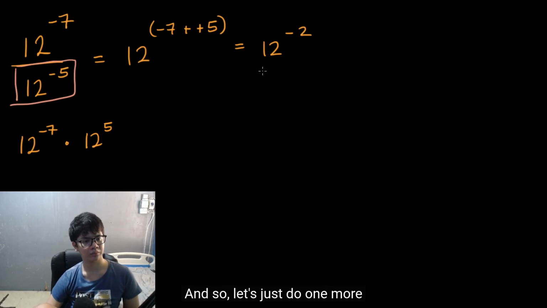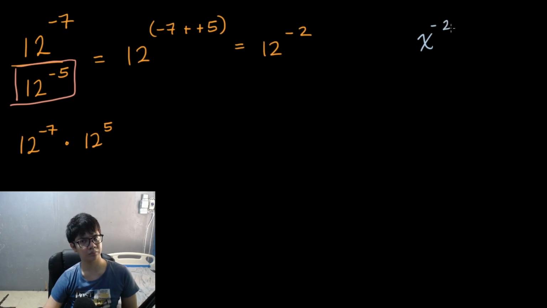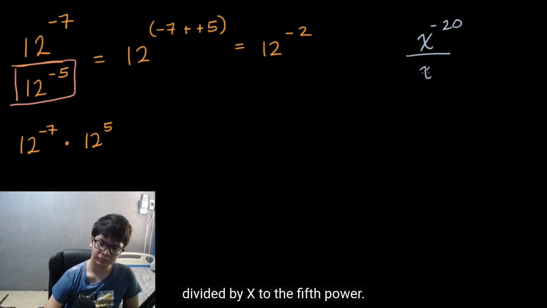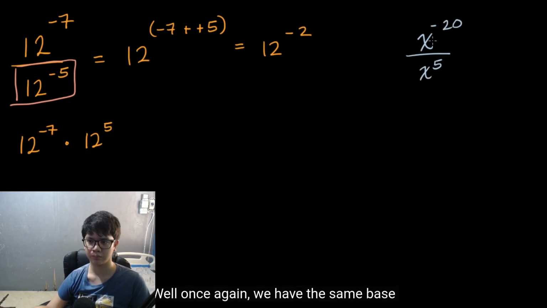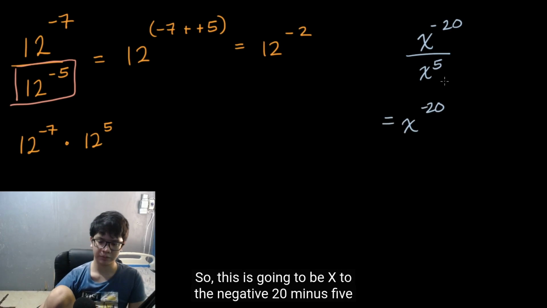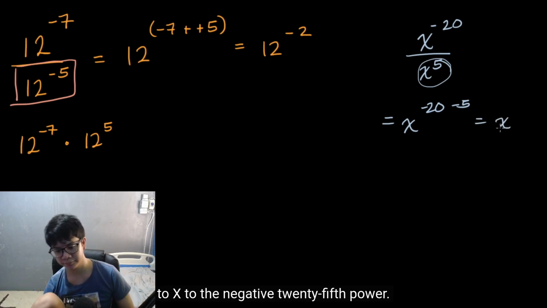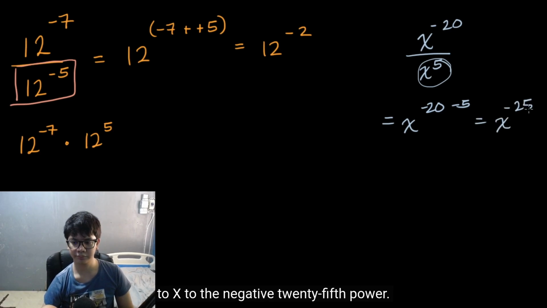And so let's just do one more with variables for good measure. Let's say I have x to the negative 20th power divided by x to the 5th power. Well, once again, we have the same base, and we're taking a quotient. So this is going to be x to the negative 20 minus 5, the exponent from the denominator. So this is going to be equal to x to the negative 25th power.